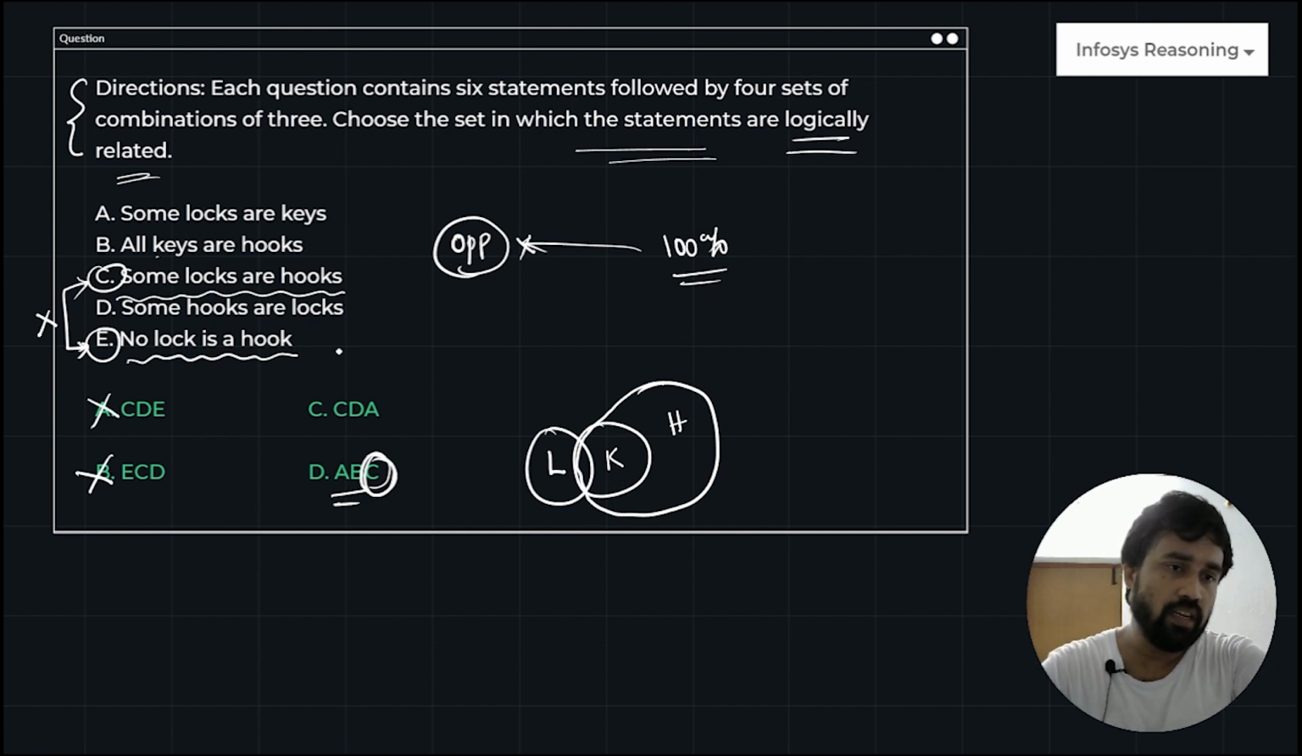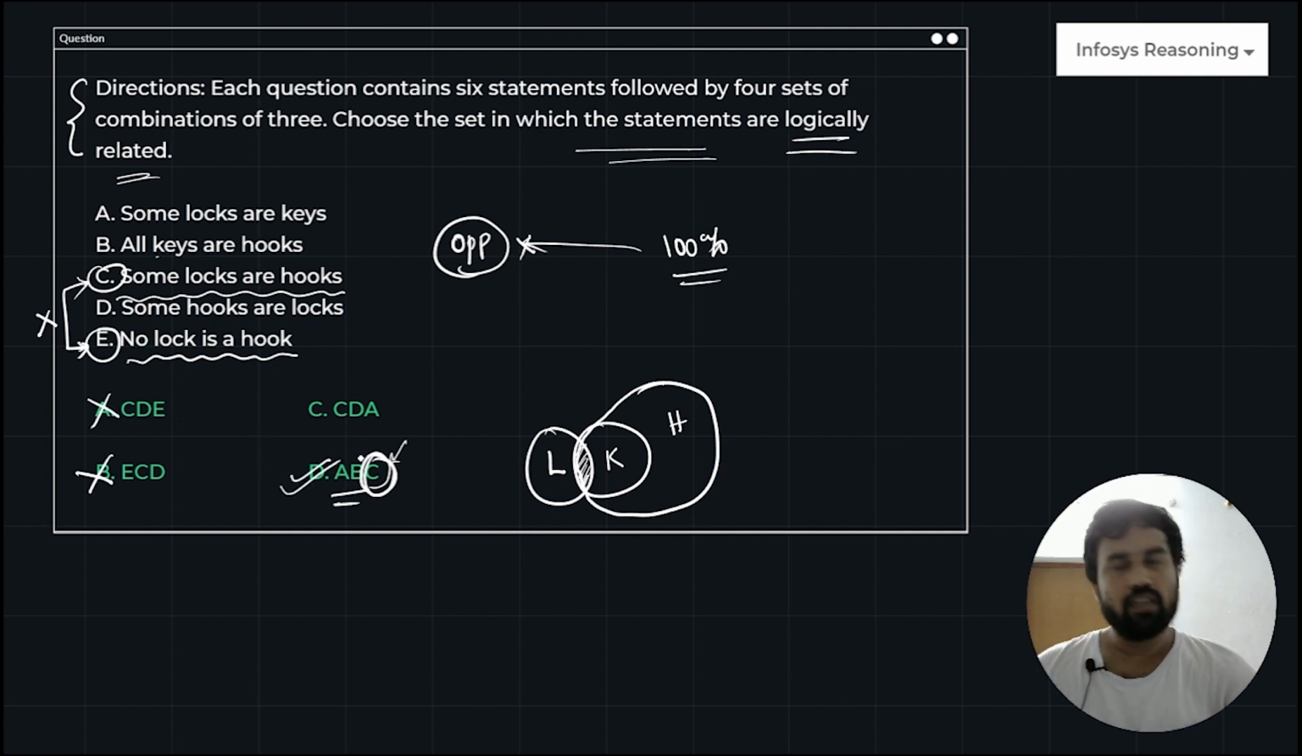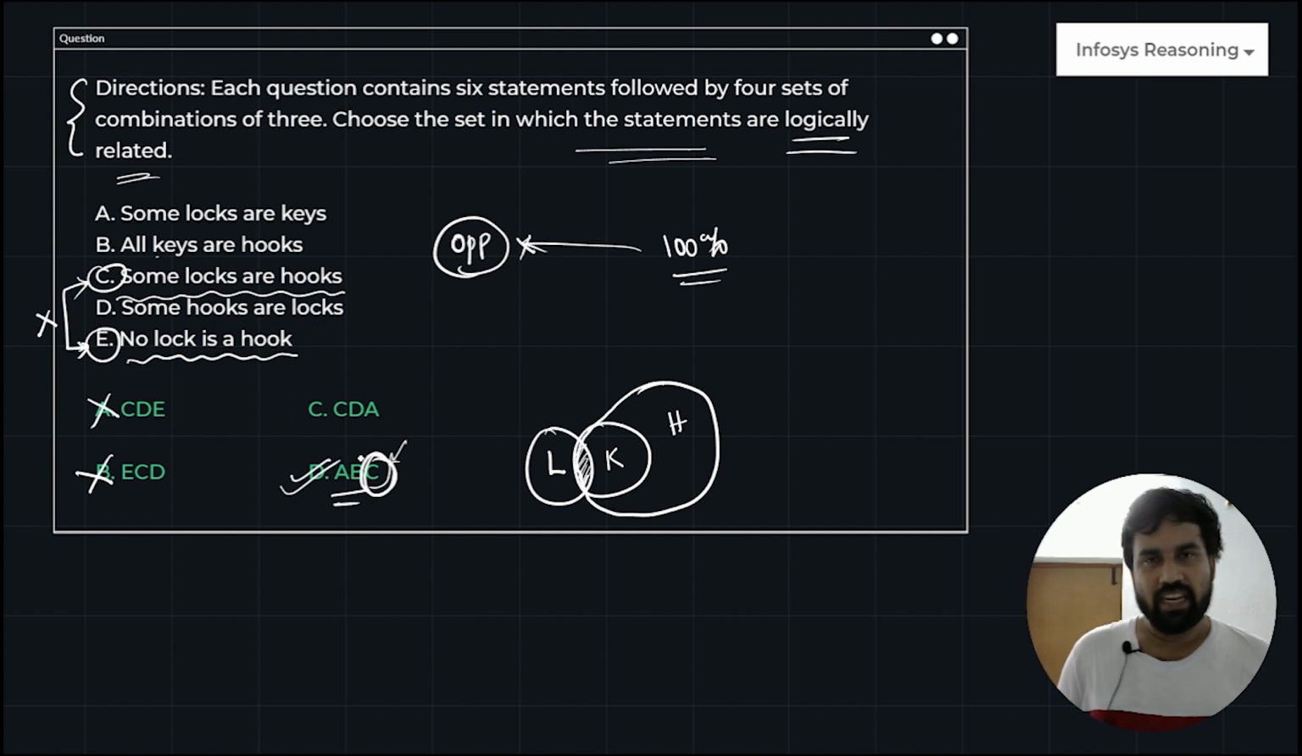So just look at here. Some locks are hooks, right or not? Yes, some locks are hooks is correct. Why? Because in order to cover all the keys, the hooks and locks are related to each other. So statement C is already perfectly related to these previous 2 ones. So option D is correct without doing any further clarification. It's an easy concept, right?